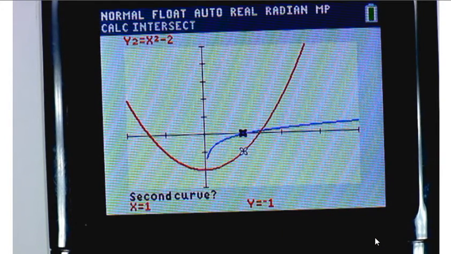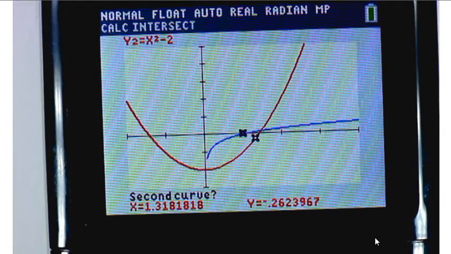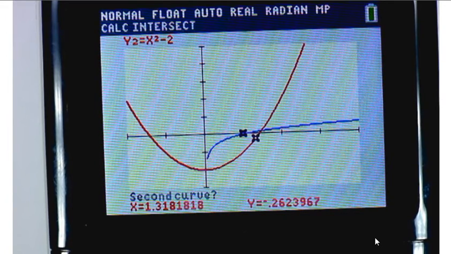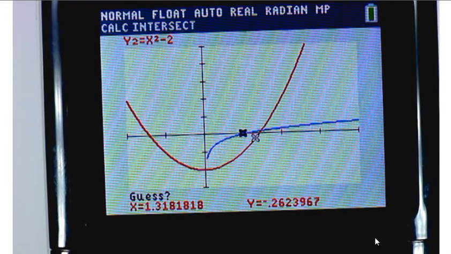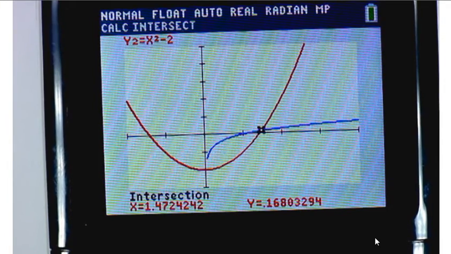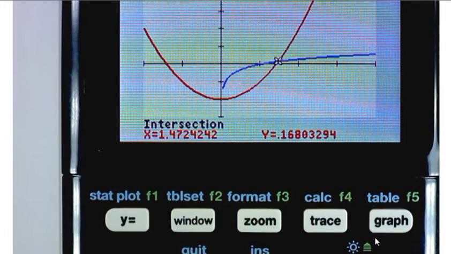Then it's going to ask for the same kind of information from the other one. You can get closer if you want to. It's not really going to make a difference to your calculator too much. And then it's going to ask for an initial guess. So just press enter one more time, let your calculator do all the work. Are you able to get about 1.47? Is that the number you guys are getting?